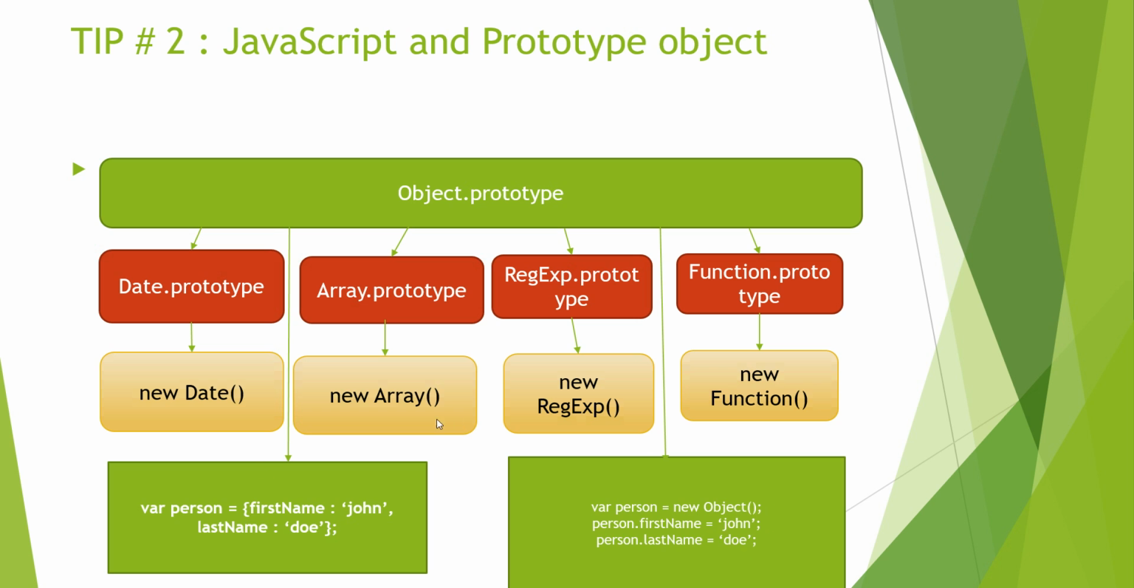So what happens is this: when we create an object like this, either using the JavaScript object notation or using the object constructor, they are basically inheriting from object.prototype. That's what this arrow is trying to say right here. So all the properties from the object will be inherited.